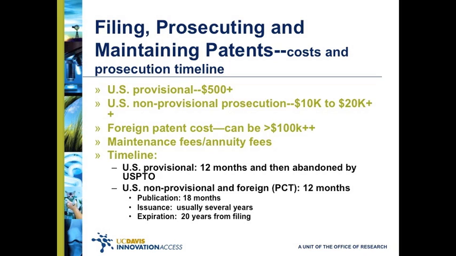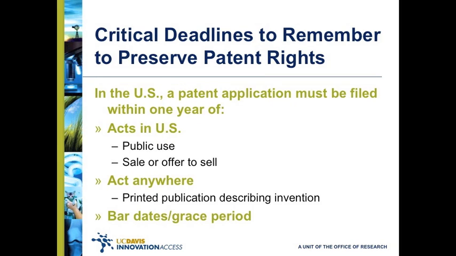U.S. patents are good for 20 years from the date of filing or the priority date if that new patent application has arisen from a previously filed patent. There are several critical deadlines that it's important to remember in order to preserve your patent rights. In the United States, a patent application must be filed within 1 year of any public use or sale or offer to sell in the United States.